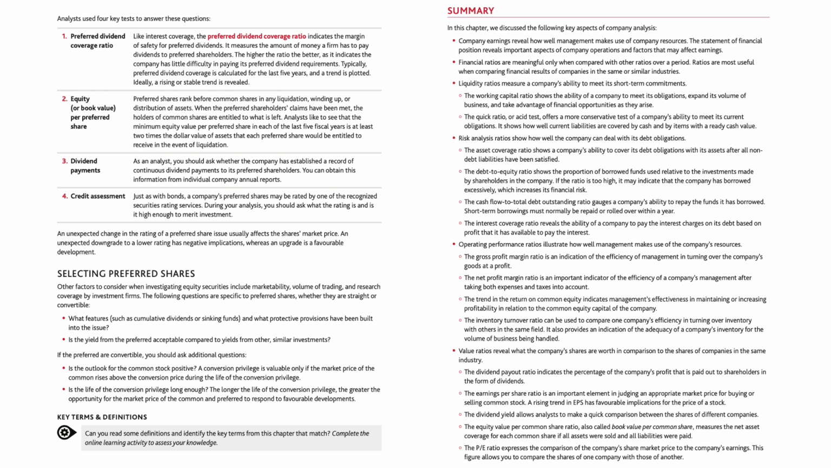Here's our summary for Chapter 14. In this chapter, we discuss the following key aspects of company analysis. Company earnings reveal how well management makes use of company resources. The statement of financial position reveals important aspects of company operations and factors that may affect earnings. Financial ratios are meaningful only when compared with other ratios over a period. Ratios are most useful when comparing financial results of companies in the same or similar industries.